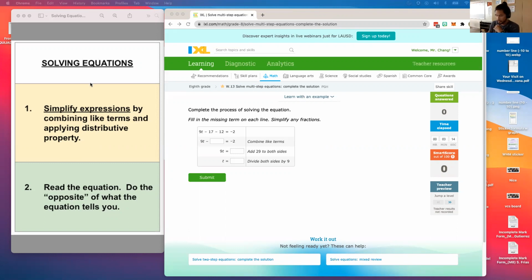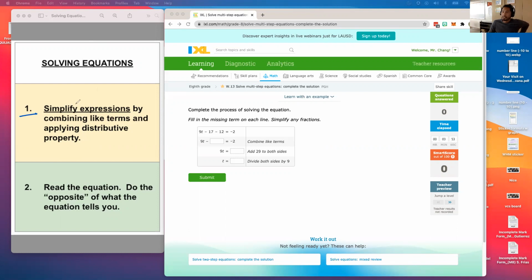On the left-hand side here, I've given you a little sticker. I call it a sticker. It just gives you the basic approach that we are going to use when we are solving all of these equations. The basic approach is really just two steps, and I'm going to do this over and over every single time. First, simplify expressions by combining like terms and/or applying the distributive property. That's step number one. And step number two is to then read the equation and do the opposite of what the equation tells you.